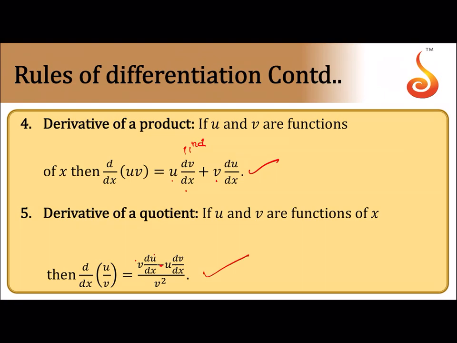So differentiation of a product: first function into derivative of second function, plus derivative of first function into second function. Quotient rule: differentiation of numerator into denominator minus differentiation of denominator into numerator, by denominator square. So you can write this also as denominator into derivative of numerator function minus numerator into derivative of denominator function, by denominator function square.